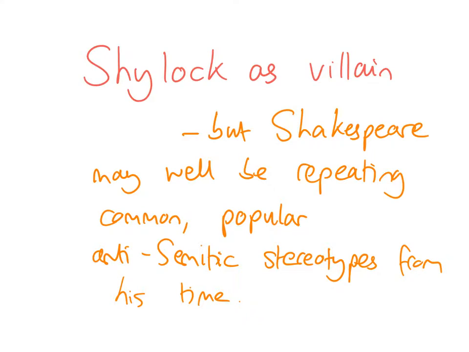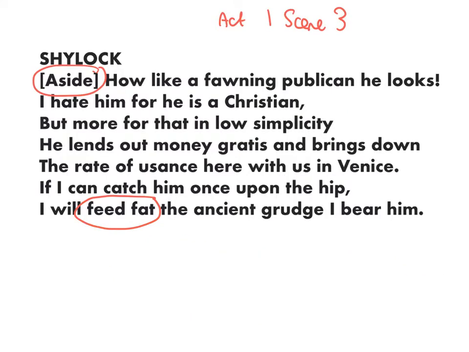We can now move on to the second half of our essay, Shylock presented as a villain. An important thing to remember, and something that you must communicate, is that, especially to a modern audience, Shakespeare may well be repeating common, popular anti-Semitic stereotypes from his time. Back then, they would not be recognised as racial stereotypes, but today, our interpretation would be different. Make sure you mention that clearly.